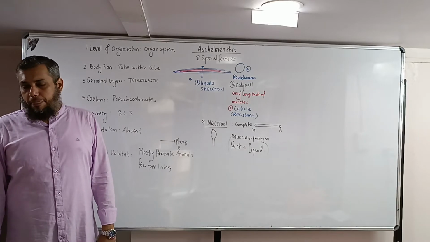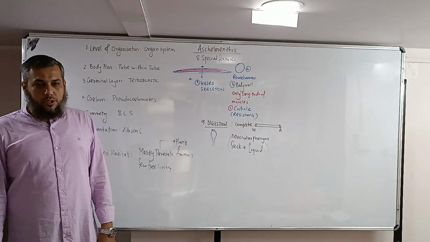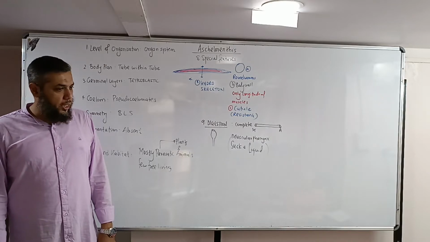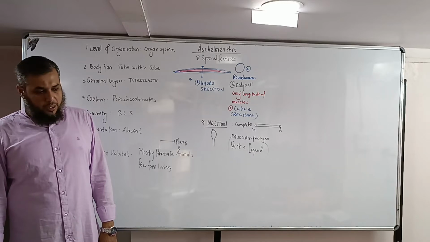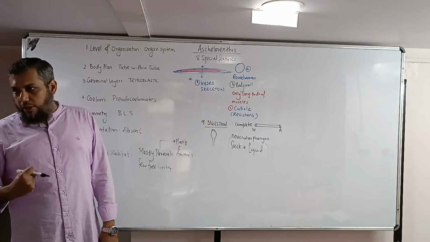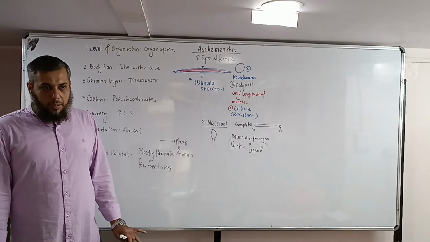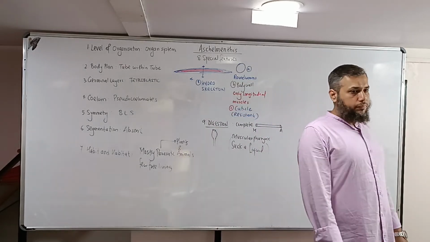So how is the digestive system? Complete. What do you mean by complete digestive system? Mouth and anus are present. And they show the presence of a muscular pharynx. And what does the muscular pharynx help in? Sucking the fluids inside. Did my class follow? Are you all comfortable up to here? Shall I continue?